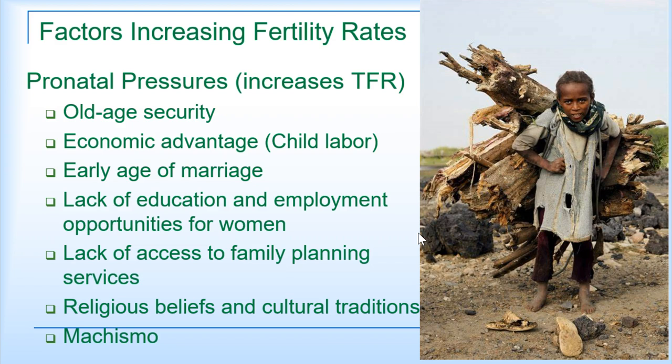The other thing we see are cultural mores. Religious beliefs and cultural traditions and machismo are the last two things that increase total fertility rates. And these are the things that are actually the hardest to change, right? Because they are embedded within the culture.